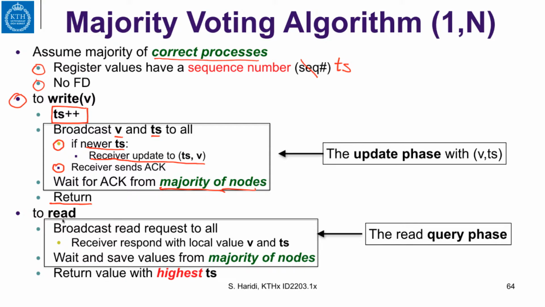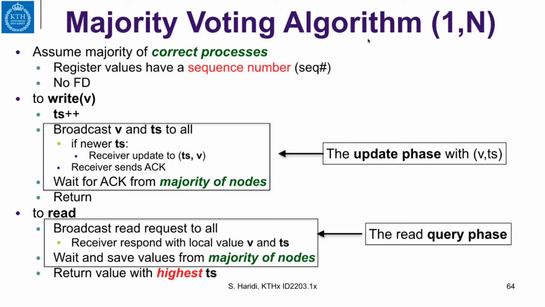And to read, we do as before, a read query phase. Broadcast a read request to all, the receiver responds with a local V and TS, and the process that started the query phase waits and saves values from a majority of processes, and once it does that, it picks the value with the highest timestamp. So this is the algorithm. We have seen that before, and we understand this. So now let us see if this algorithm works to achieve linearizability.